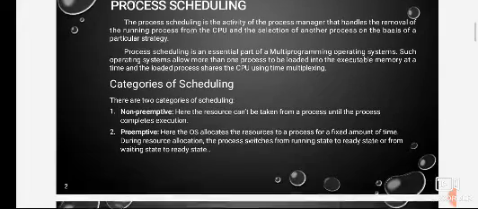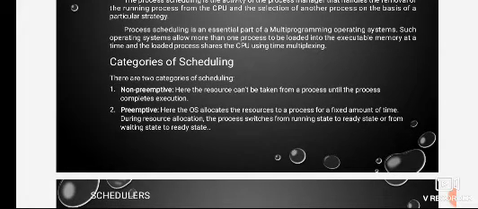Categories of scheduling. There are two categories of scheduling. One is non-preemptive, another one is preemptive. Non-preemptive: here the resource cannot be taken from the process until the process completes execution. Preemptive scheduling: here the operating system allocates the resources to a process for a fixed amount of time. During resource allocation, the process switches from running state to ready state or from waiting state to ready state.